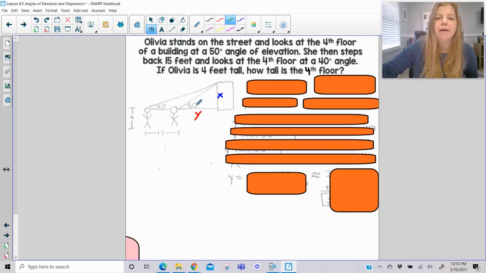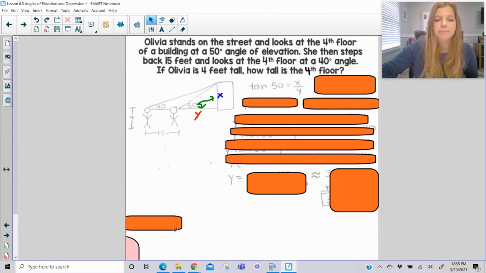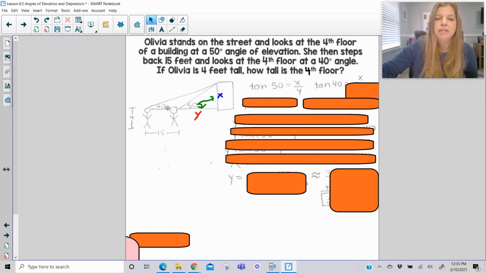So notice what we have. From the angle of elevation, we have opposite over adjacent. And so this is going to look like tan of 50 is equal to x over y. And now the second one we can say is tan of 40 is equal to the opposite, which is x, over the whole adjacent. The adjacent is not y, it's not 15, it's the entire length here of 15 plus y, or y plus 15.